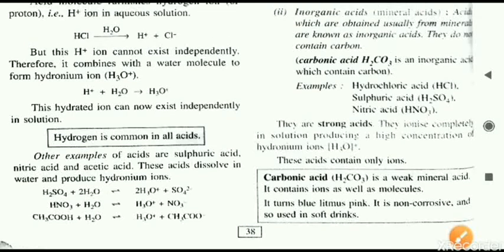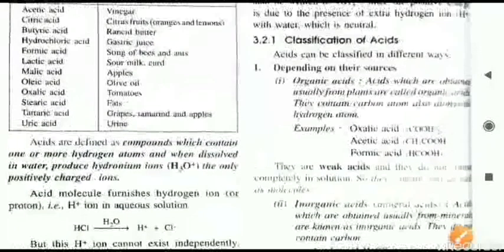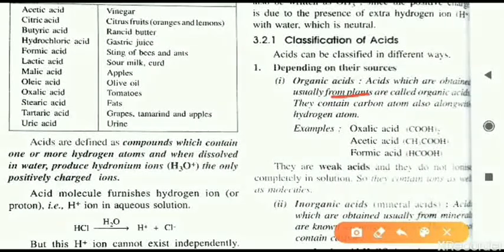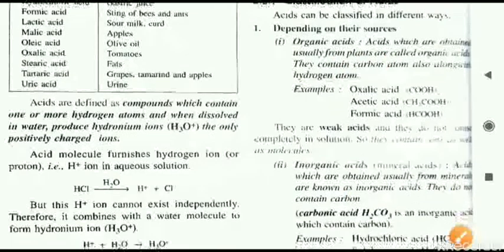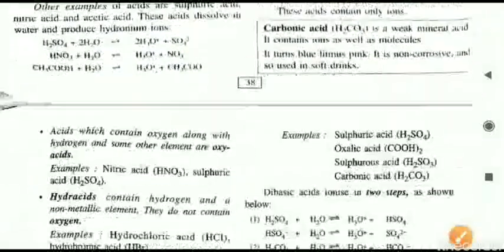One more thing you have to remember about organic acids, which I missed earlier: they also contain carbon atoms along with hydrogen atoms. In all the organic acids, you can see in the chemical formula that there will be carbon as well as hydrogen atoms present. All will have carbon atoms as well as hydrogen atoms.